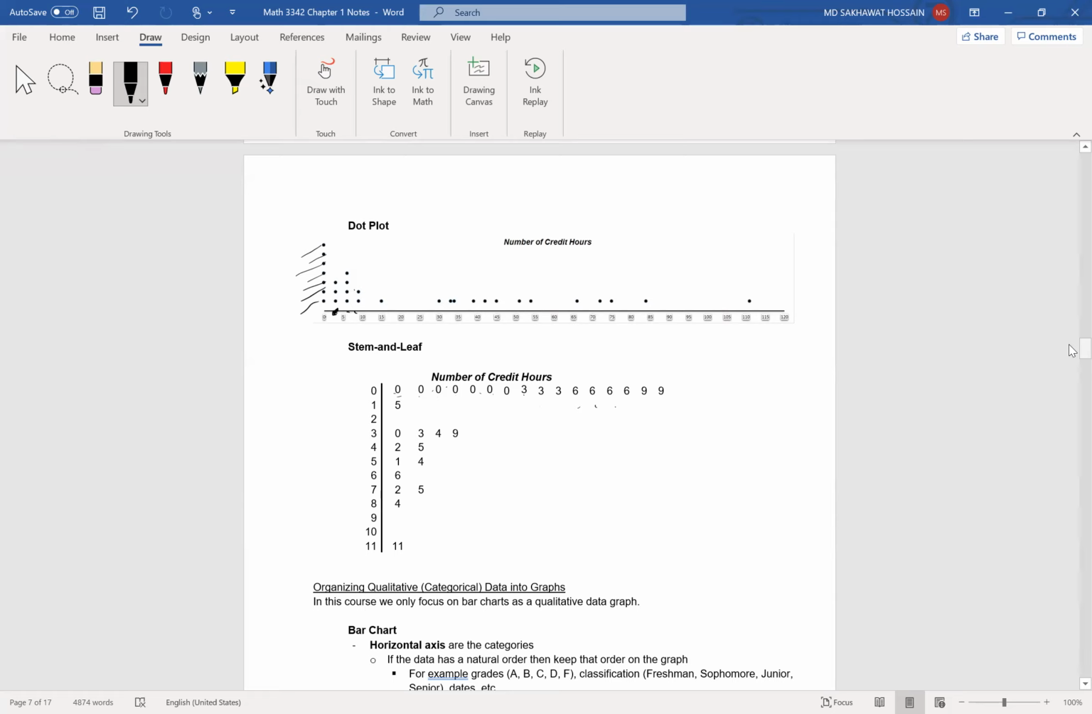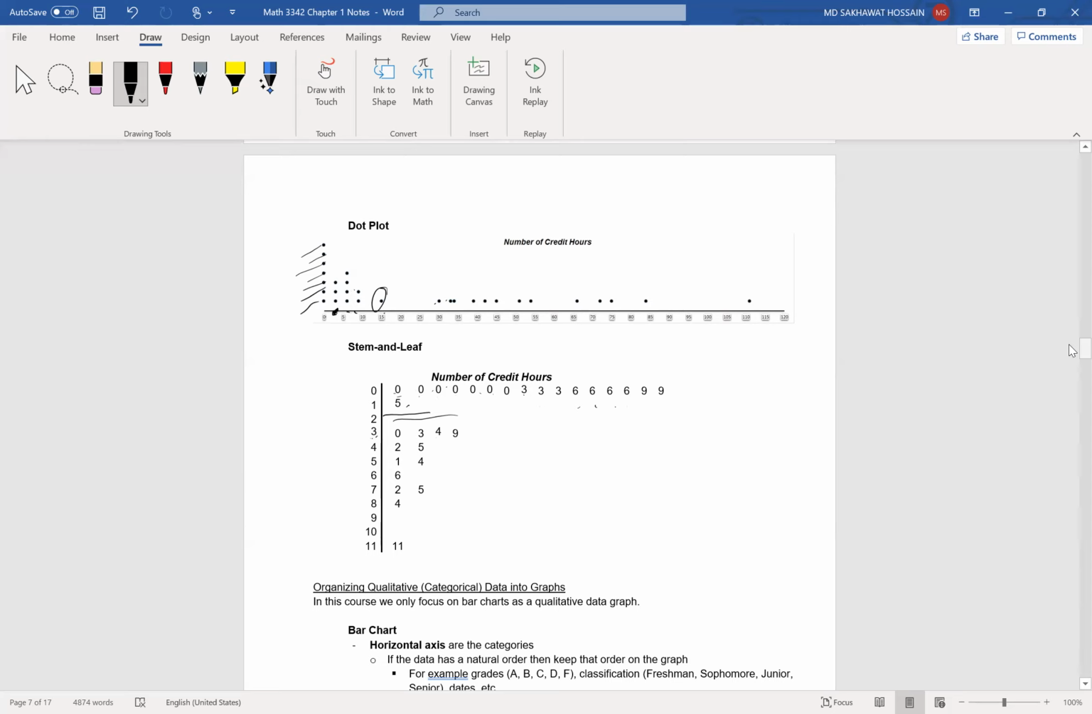Then the next number is 15. We have just one 15. So that's why you have just 1 dot above 15. And for stem 2, we do not have any number. And for stem 3, we have 30, then 33, 34, 39. For 30, we have 1 dot. For 33, we have 1 dot. For 34, we have 1 dot. And for 39, we have just 1 dot.